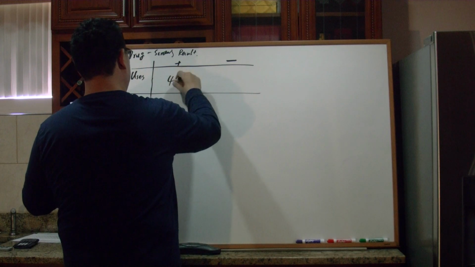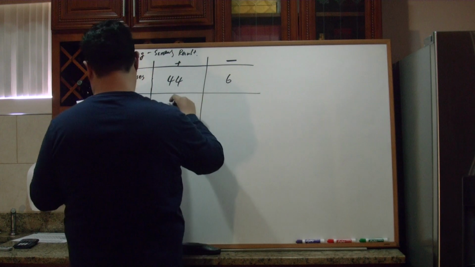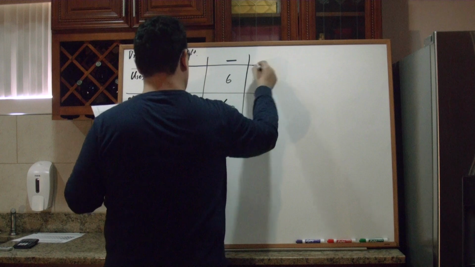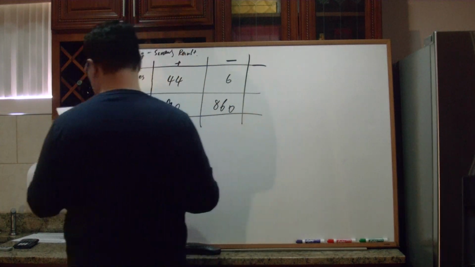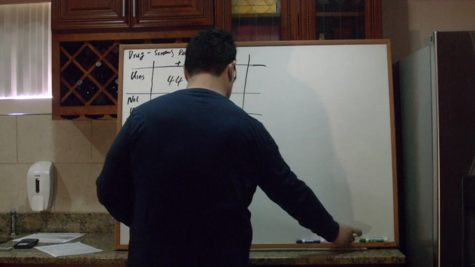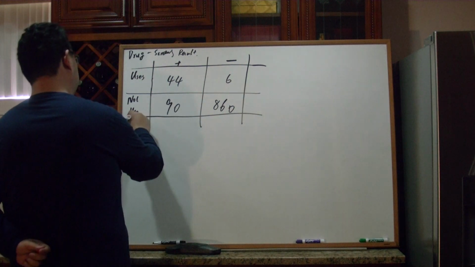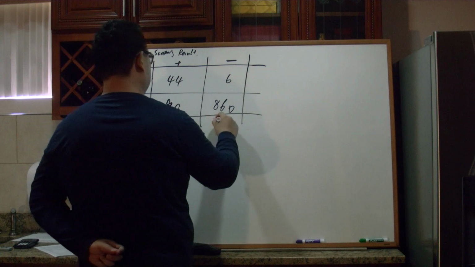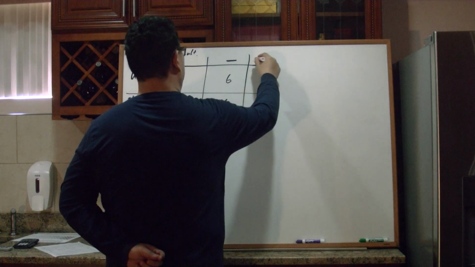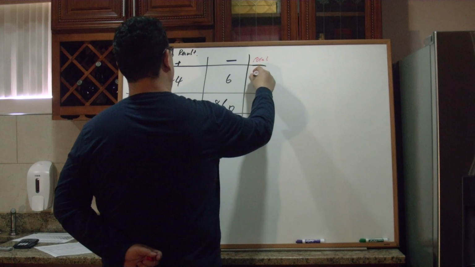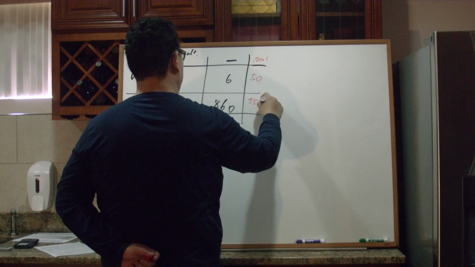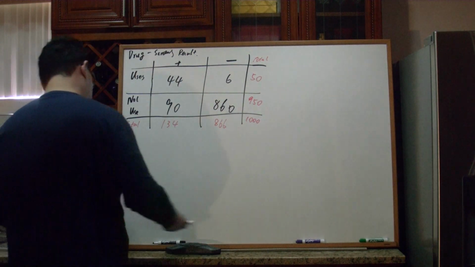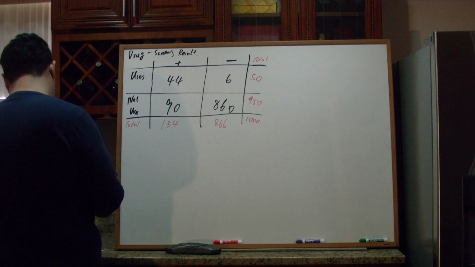Have 44, 6, 90, 860. And we found already the total was 134, 866. From the row is 50 and 150. Overall is 1000. Right, that's what we have found already: the row total, column total, and so on.